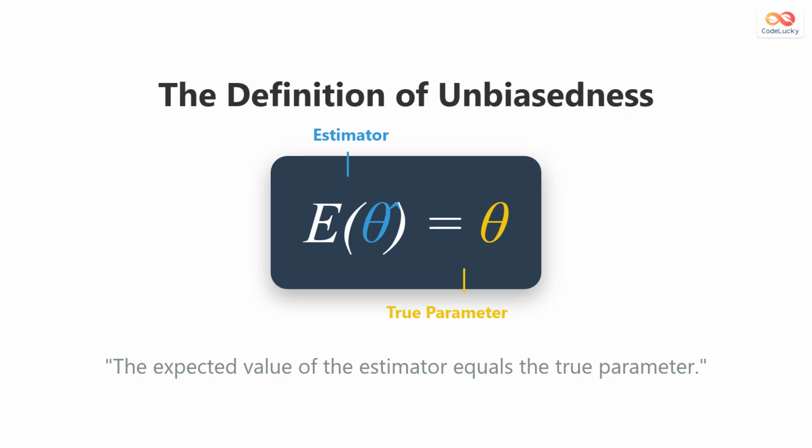Mathematically, we define an unbiased estimator with this elegant formula. The expected value of theta hat equals theta. This equation is the golden rule. It tells us that if we were to repeat our study many times, the average of all our estimates would align perfectly with the true population parameter.